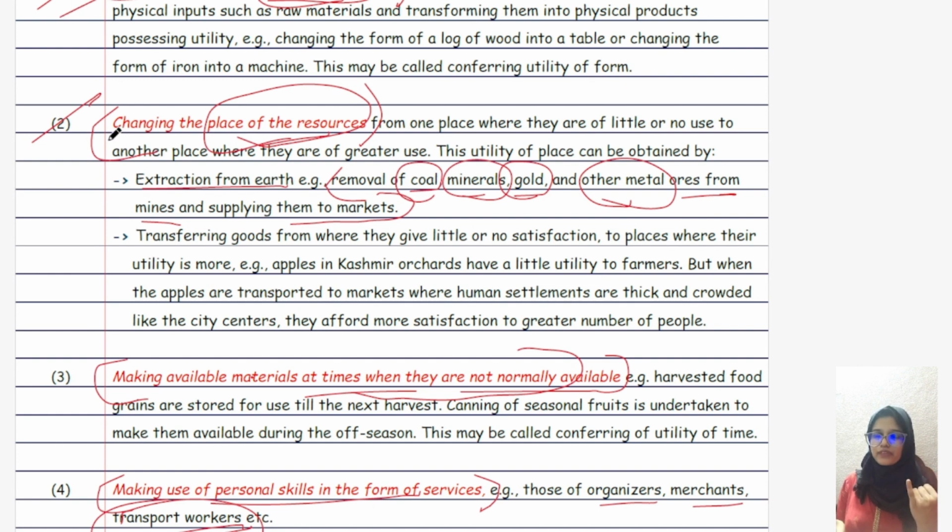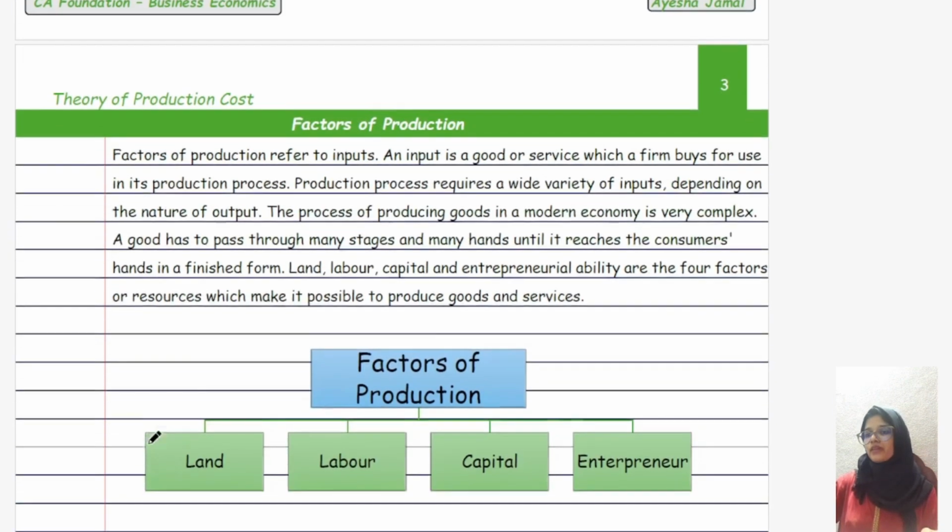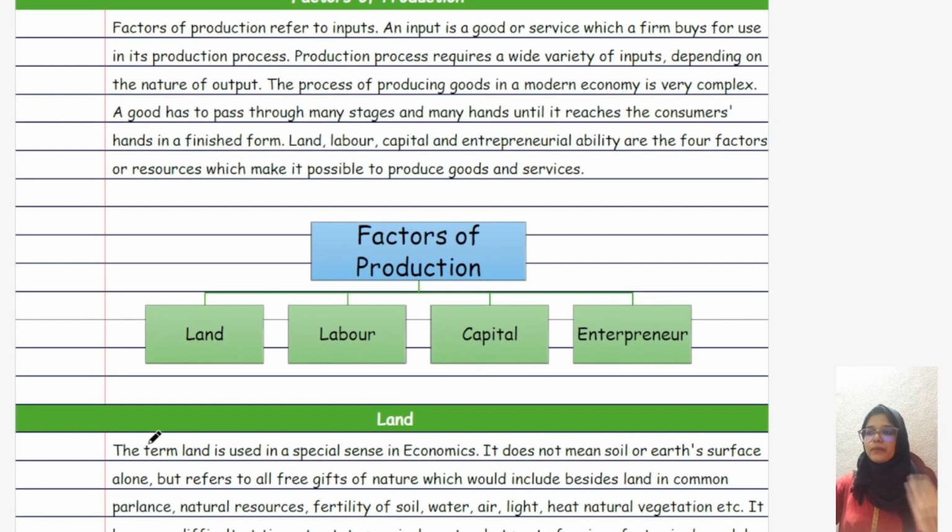Changing the form of natural resources, changing the place of the resources, making available materials at times when they are not normally available, and making use of personal skills in the form of services. Okay, now we will be seeing about factors of production.